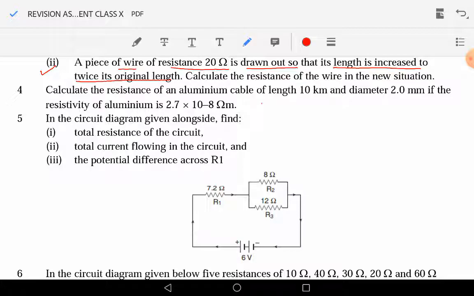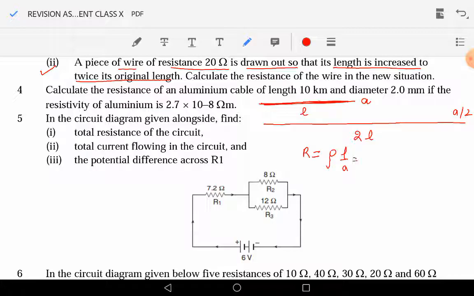Now what does it mean? Suppose this is a wire whose initial length is L and area of cross section is A. Now it is drawn such that the length becomes twice of L. Now we all can see that once the length becomes twice of L, the area will become half of the initial, right? So now let us all start writing. Suppose the initial wire, its resistance R is rho L by A, and that is given to us as 20 ohm.